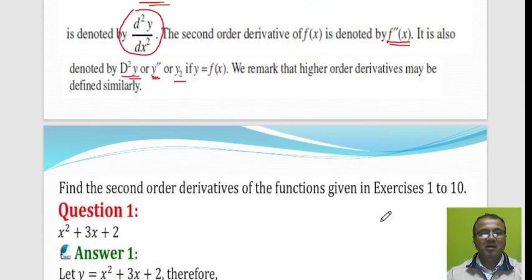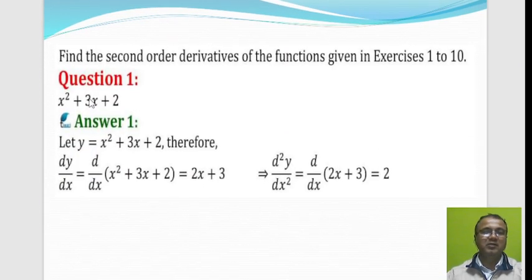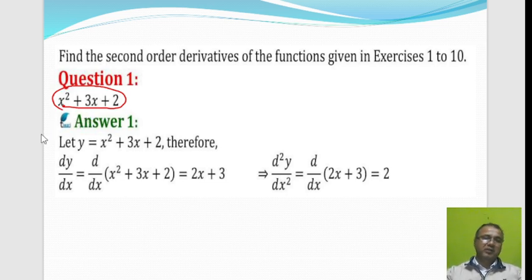Okay, now we are going to find some of the questions. Suppose we want to find the second derivative of this one. We need to find its second derivative. If you can take the derivative once, then you take the derivative of that again. Okay. Suppose here y equal to x square plus 3x plus 2.